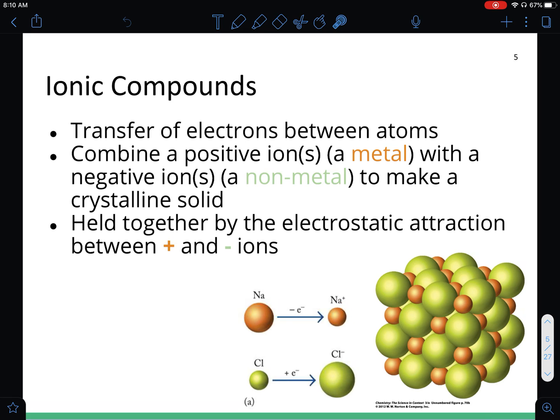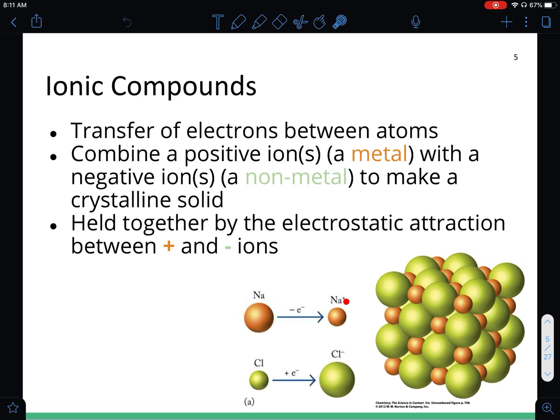Chlorine is the exact opposite. It needs to gain one electron, and when it does, it becomes -1 charged. And those two together form sodium chloride, which is just table salt. And even though we call these ionic bonds, like I was saying earlier, it's really just an attraction between the positive and the negative charges, but it's really, really strong.